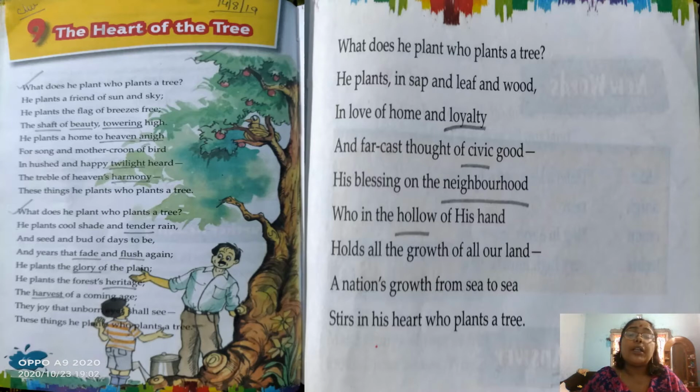So, what does he do when we plant a tree? How are we important to the earth? This is being said in the first paragraph. What do we do when we plant a tree? We give a place for the mother bird to sit down and sing a song for its babies.